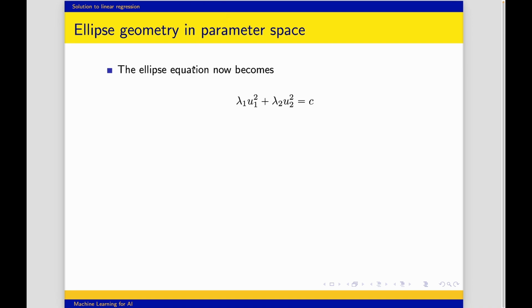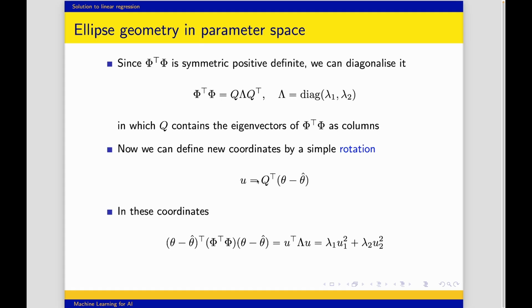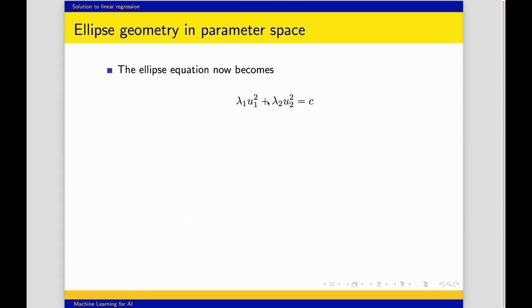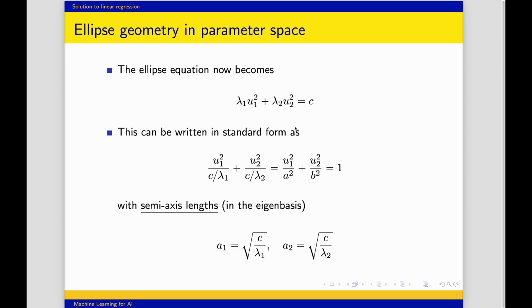So the ellipse equation is what now? It's this equation, right? Because we want this equals a constant. Well, we've rewritten everything by performing this transformation. We're using new coordinates. We're switching from theta to U. So in these new coordinates, our ellipse now looks like this. Our contours of constant empirical risk look like this. Now, these can be written in a standard form, right? The standard form for an ellipse is like this.